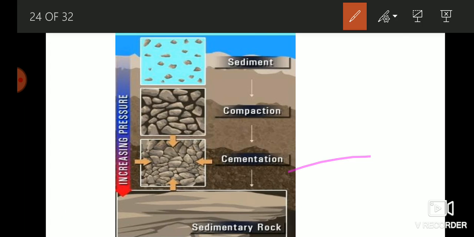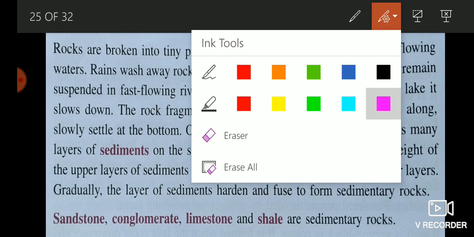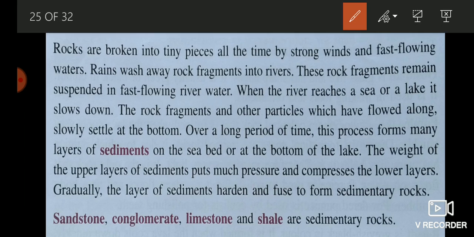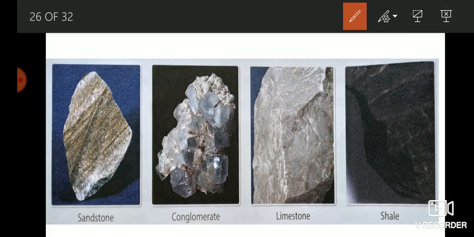So I think you have understood the process. Okay, so in this way the sedimentary rocks are formed. That is actually written over there. Now, what are the examples of sedimentary rocks? The sandstone, conglomerate, limestone, shell. These are a few examples of sedimentary rocks. These are very much important. You can see in this diagram, this is a sandstone, conglomerate, limestone, and shell.